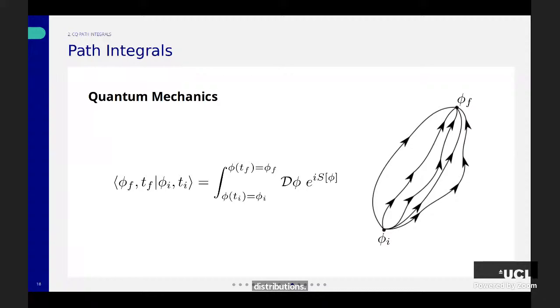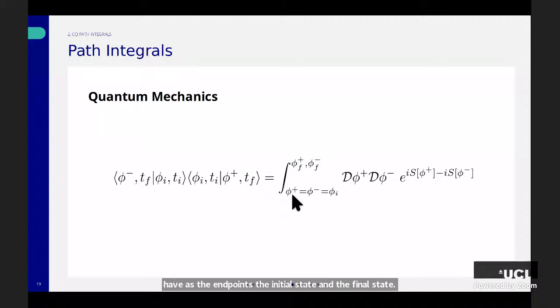Okay, so now is the fun part. I'm going to compare path integrals: quantum path integrals, classical path integrals, and classical quantum path integrals. So here's the quantum path integral you'll all be familiar with. If I want to compute the amplitude, for example, that the particle has an initial state psi I and goes to some final state, then I can compute the amplitude by summing over all paths which have as the endpoints the initial state and the final state. That's just the Feynman path integral.